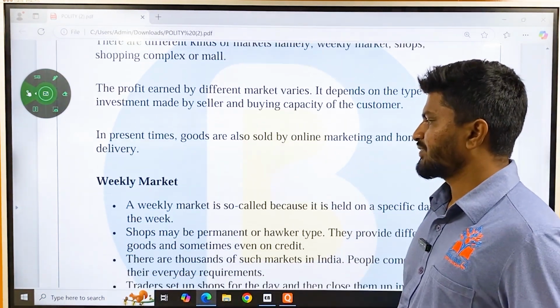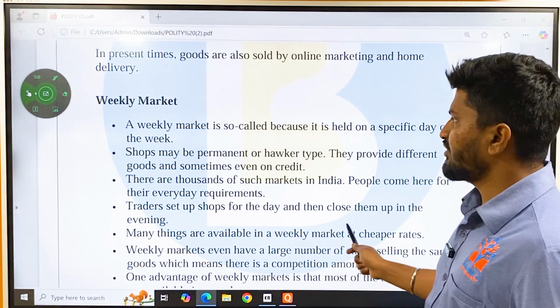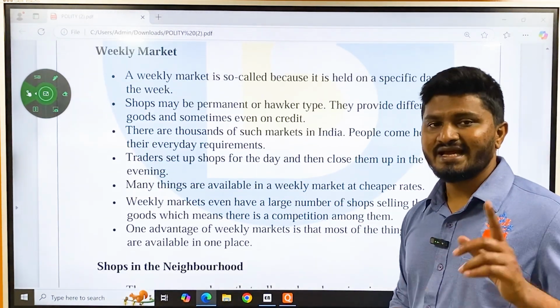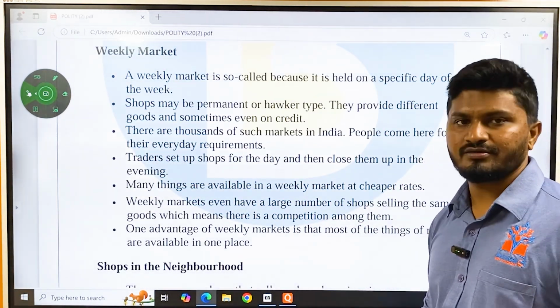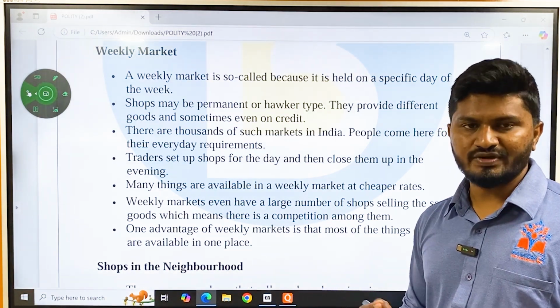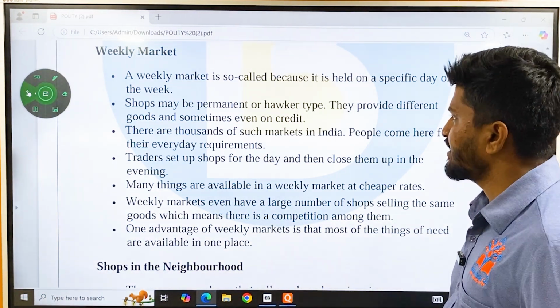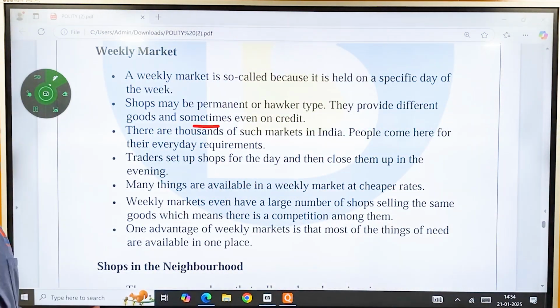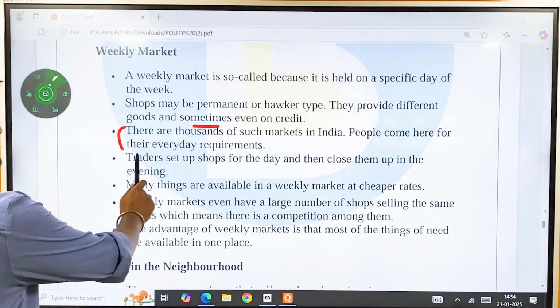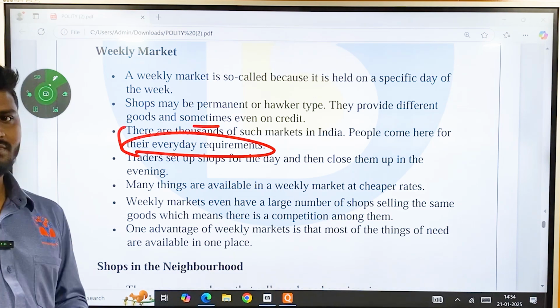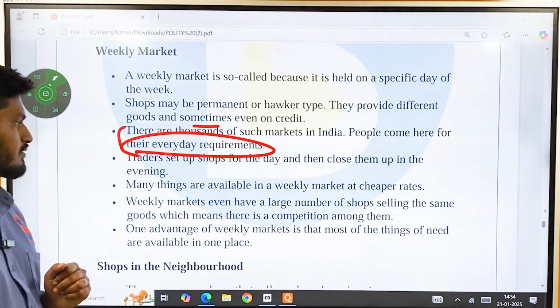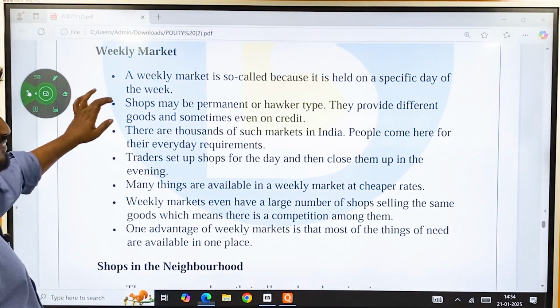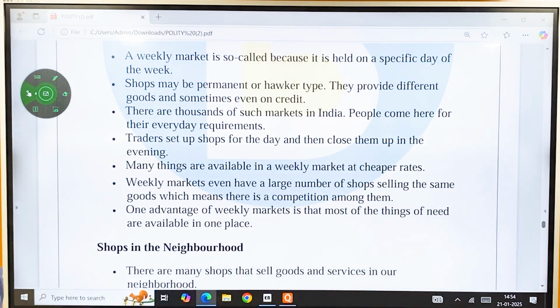Now, what is a weekly market? A weekly market is so called because it is held on a specific day of the week, normally on Saturdays or weekends. Shops may be permanent or hawker type. They provide different goods and sometimes even on credit. There are thousands of such markets in India. People come here for their everyday requirements. What is called Sante in Kannada. Traders set up shops for the day and then close them up in the evening. It is on just a day basis.